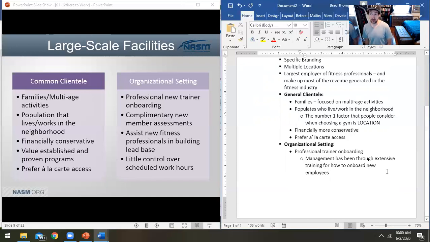That being said, when we talk about interviewing later in this course, just because they know how to do it doesn't mean that they want to hire you. They will often offer complimentary new assessments.